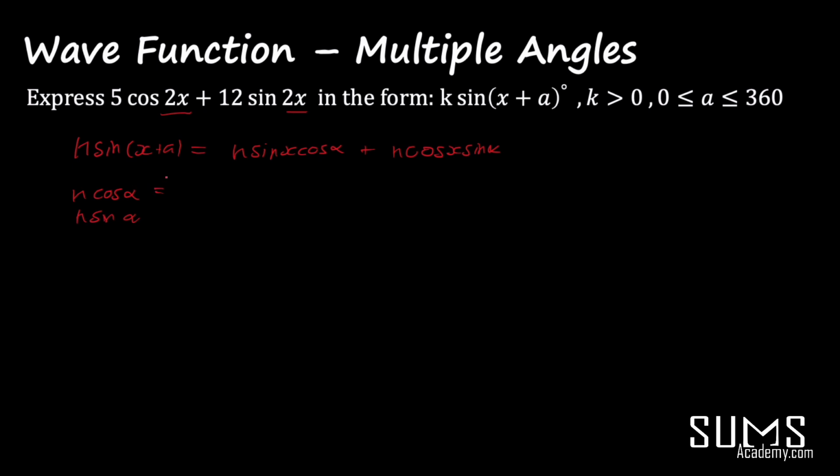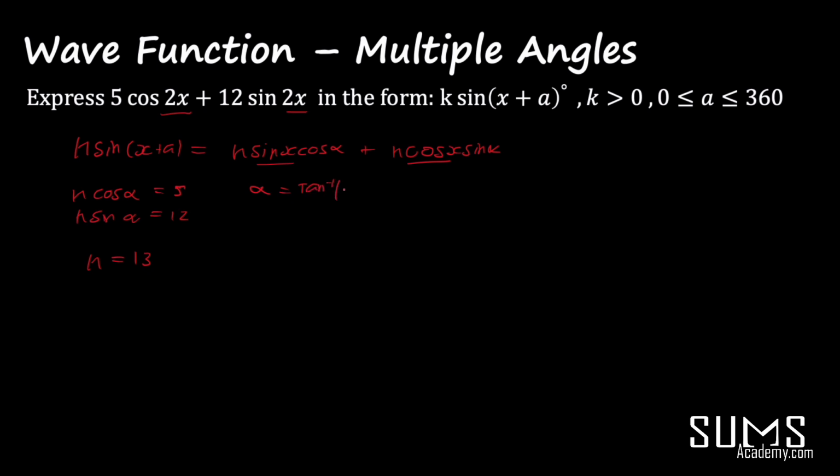So what's it going to be here? Well, cos x is here, so it's going to be 5, and then sine x is here, so this is going to be 12. Okay, so k, you might recognize this is the 5, 12, 13 triangle. So k is just going to be 13.